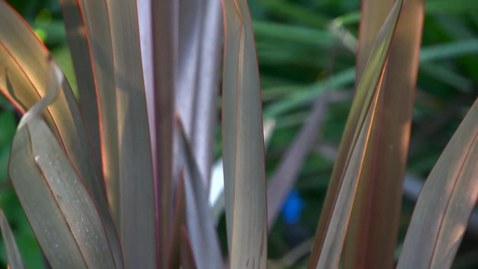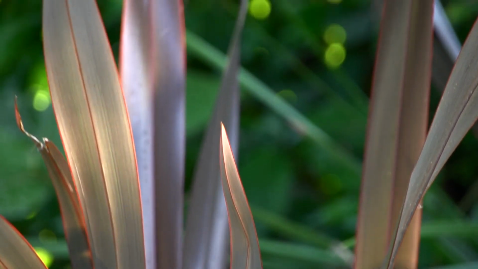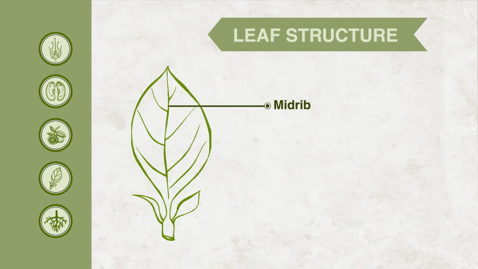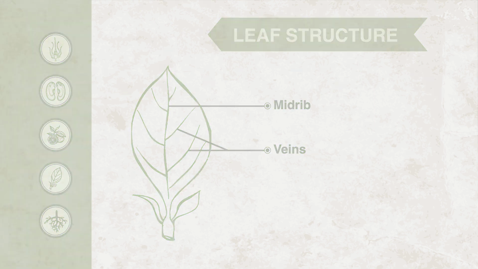The leaves of monocot plants do not have petioles and are attached to the stem by means of a leaf sheath. The midrib and veins on the leaf blade are the vascular cylinders of the leaf. It runs from the stem through the petiole to the midrib and into the veins.